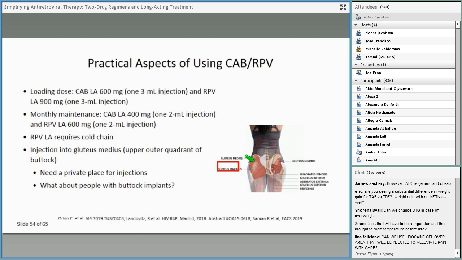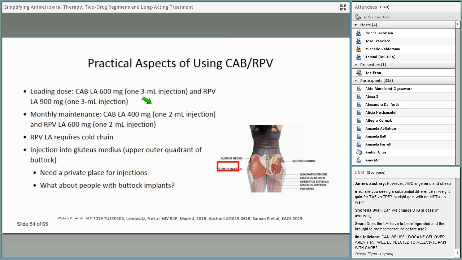Rilpivirine, long-acting, requires a cold chain. Even though it's not liquid when it's shipped, it does require a cold chain. And then the injection is in the gluteus medius, which is up over here somewhere. So obviously you need a private place for injections, and there may be some issues in people that have cosmetic implants, and also injecting through tattoos is not recommended, though it's probably not a problem, but it makes it harder to evaluate that injection site.